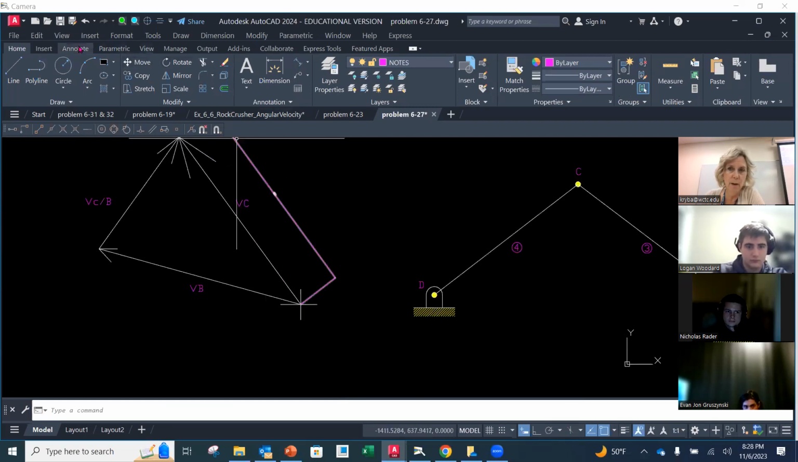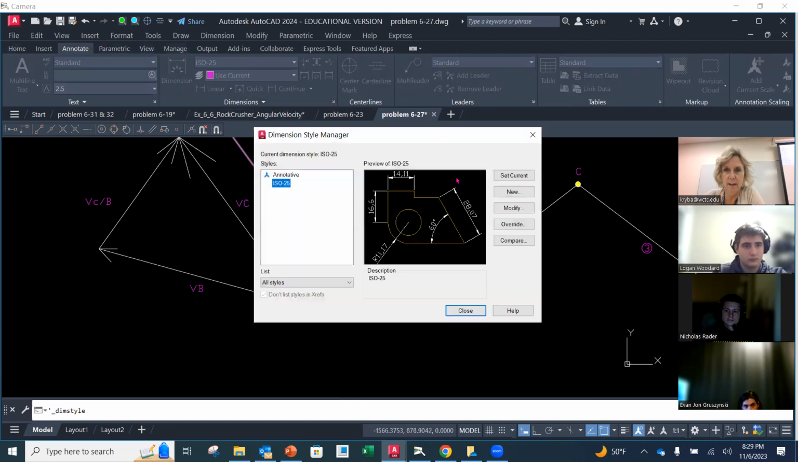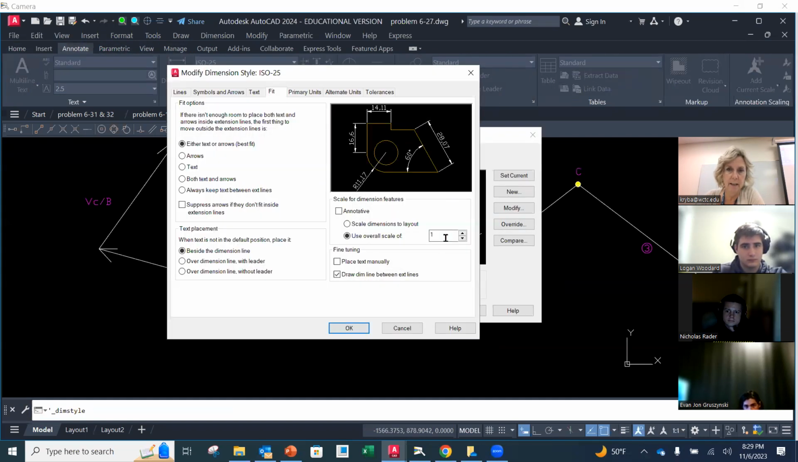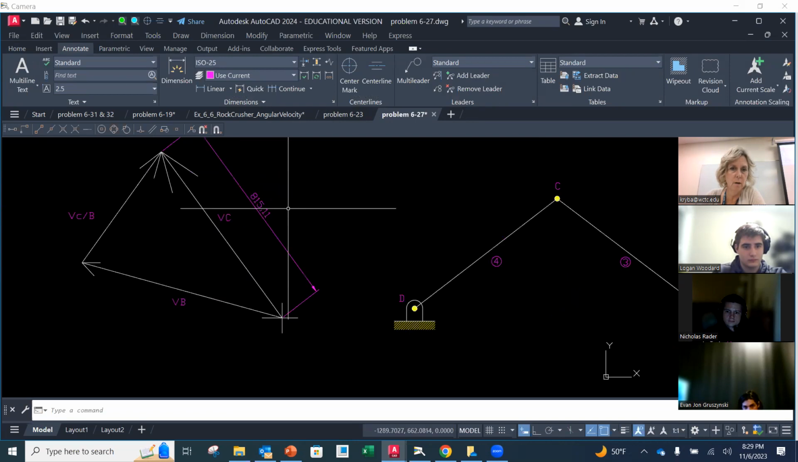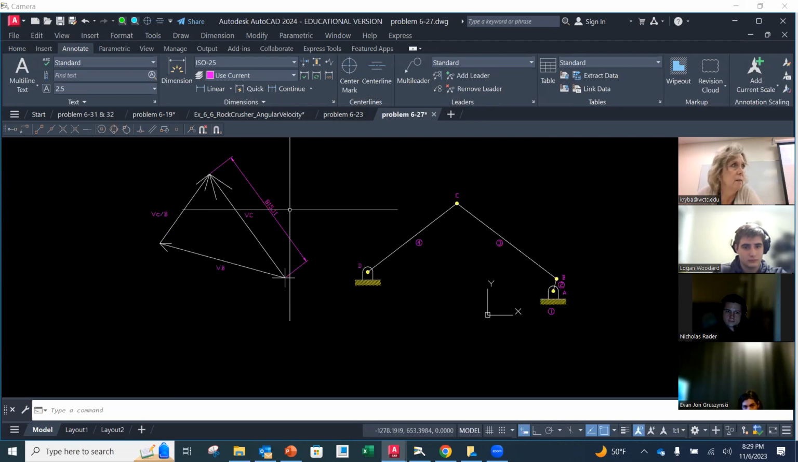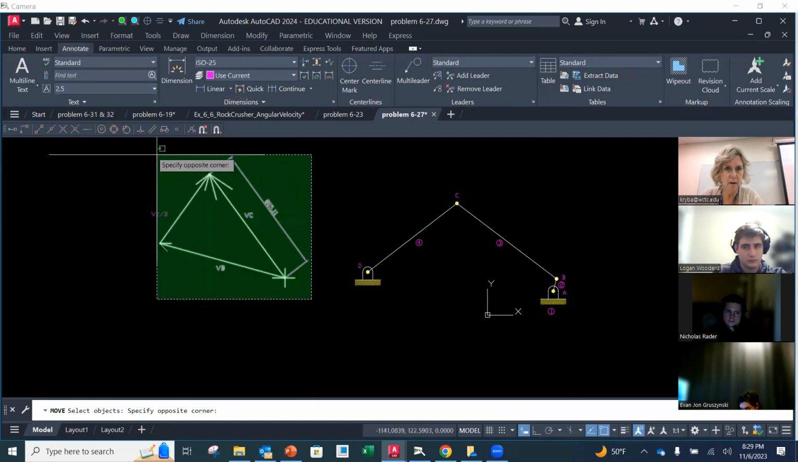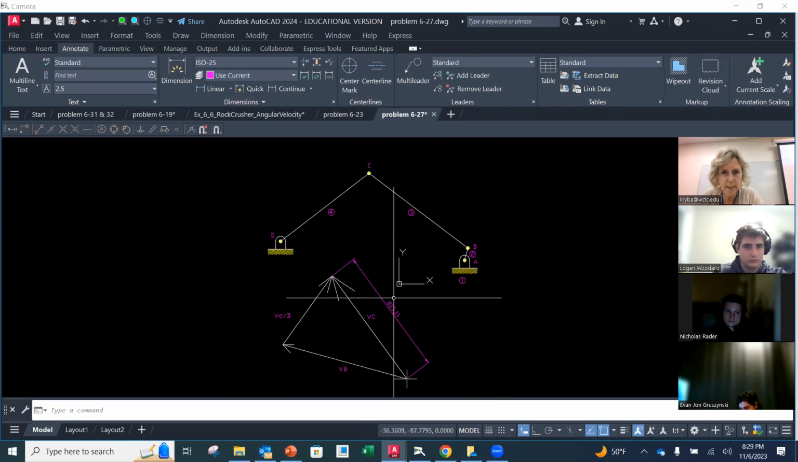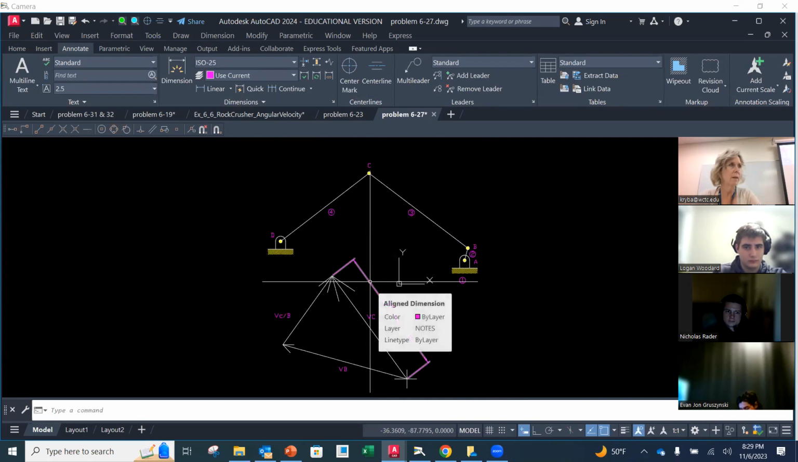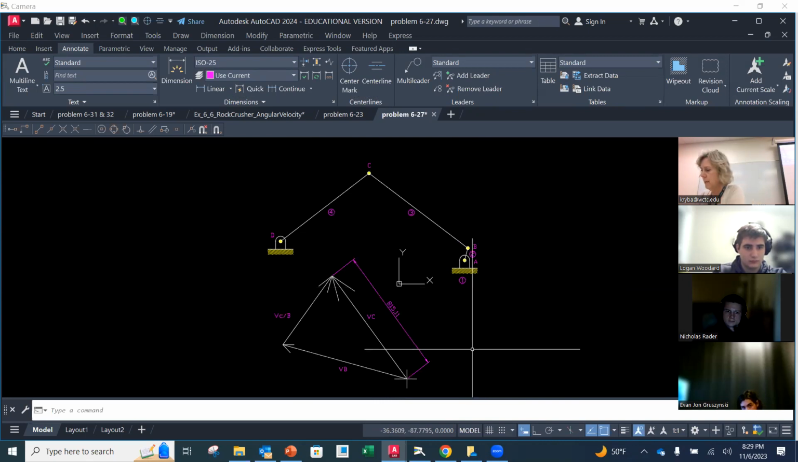So I need to go into annotate, dimension styles, modify, and on that fit tab, it's at 1 right now. I'm gonna go 10 for right now and set as current and close. Yep, that was good. Okay. So I just have to have that dimension large enough so I can see it. And what I'm going to do is move this diagram a little bit closer down here, and then when I take my screenshot, I have everything in there so that I can read it. Okay. Now, this is 815.